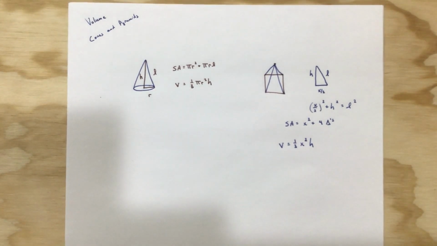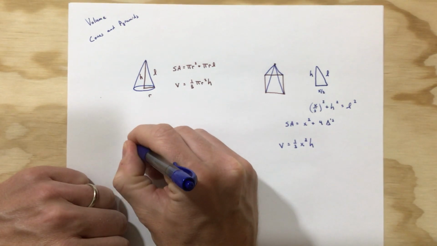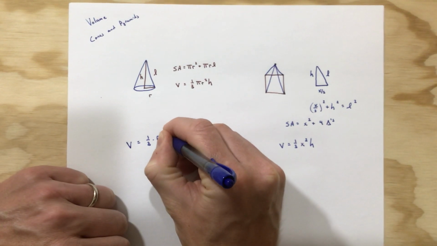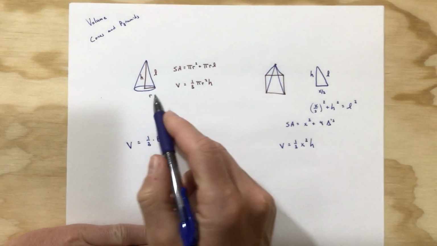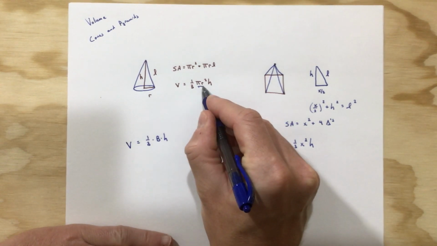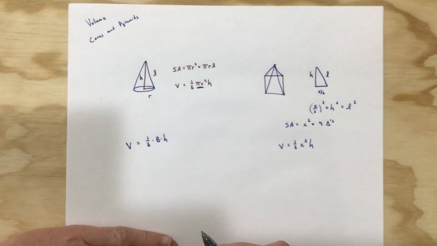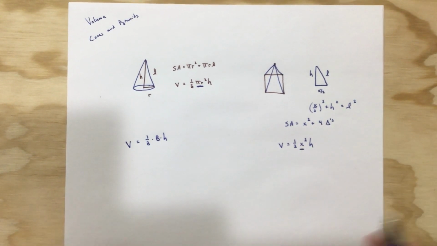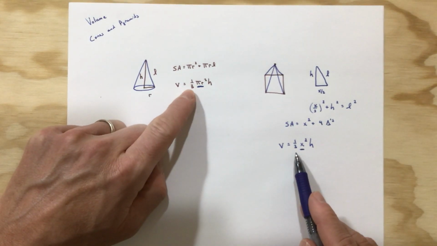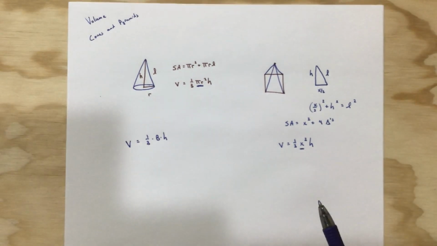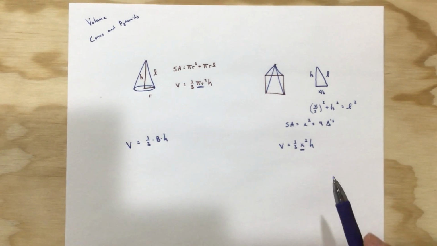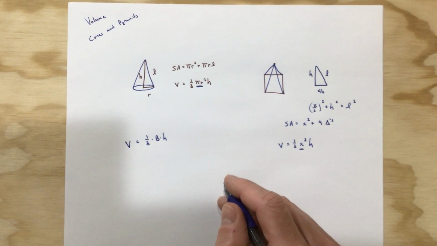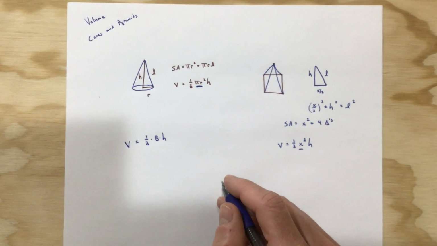And it turns out that for all cones and pyramids, the volume is just 1/3 times the area of the base times height. In a cone scenario, the base is just a circle, so the area is pi r squared. In a square pyramid, it's just x squared. So hopefully you can see that in both scenarios, it's 1/3 times the area of the base times the height. So the volume for a pyramid and a cone is actually pretty easy. It's just 1/3 BH, where B is the area of the base.